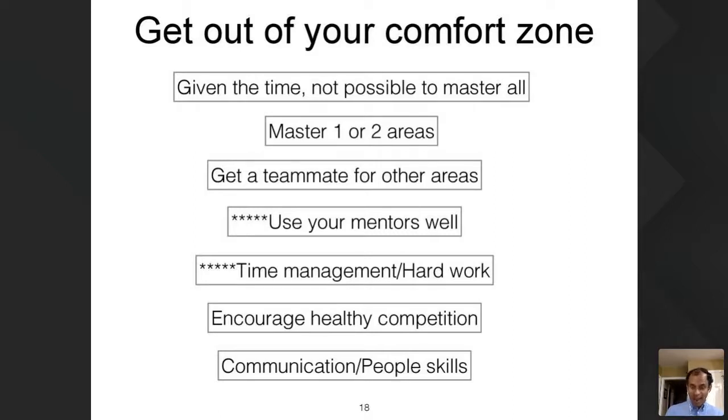Manage your time. It's not easy when you have college work, homework. It's not easy to do extra work towards your final year project to build a skill. That's why I've put like 5 stars to the 2 items: time management and hard work. There's nothing around it. Unless you are a genius, you have to do it. Most of us, unfortunately, have to do hard work, and that's how you could get things done.